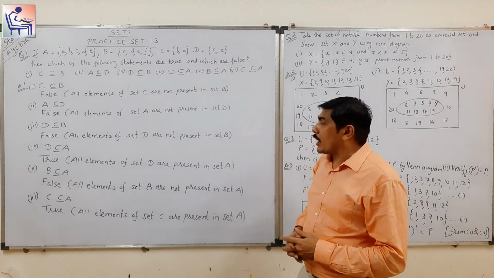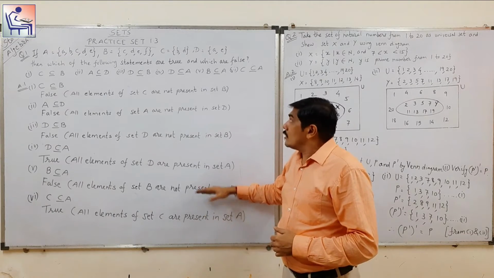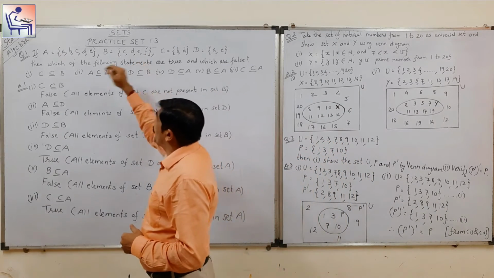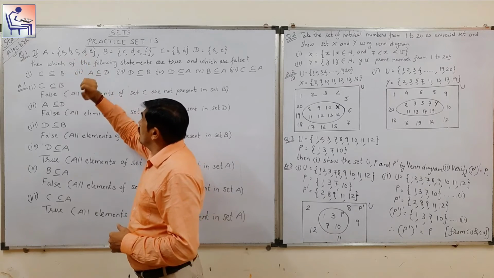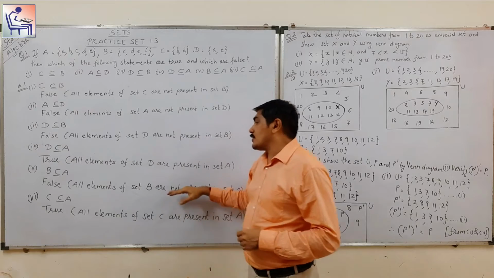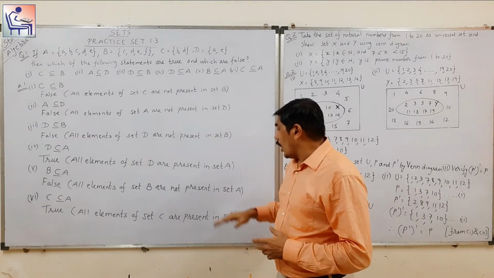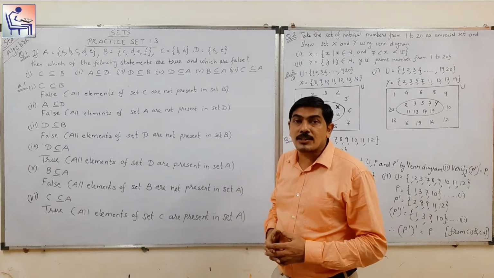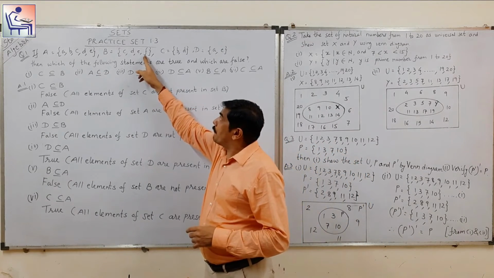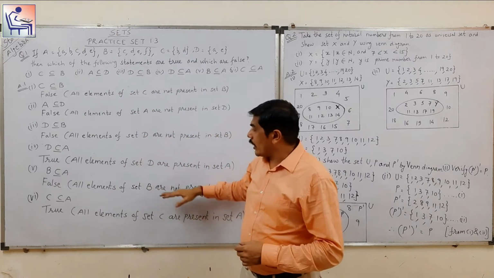Now fifth one, B is a subset of A. Here the elements of B are C, D, E, F. C, D, E are there, but F we are not getting, so that's why this statement is false. All elements of set B are not present in set A. Why? Because again यहाँ पे जो element F है वो set A में नहीं है, and that's why this is false.